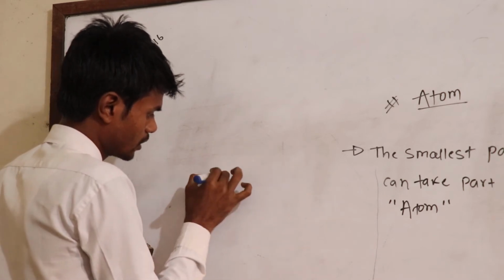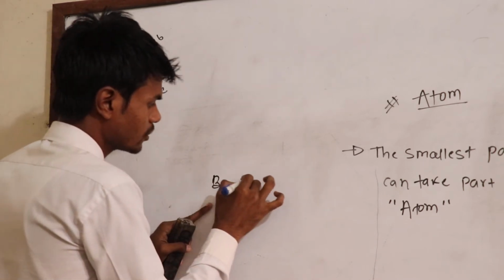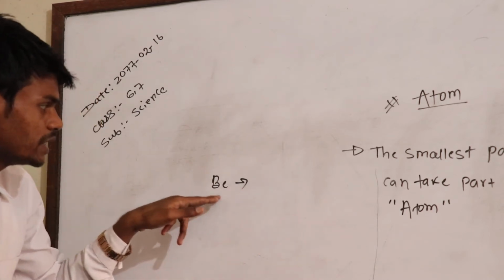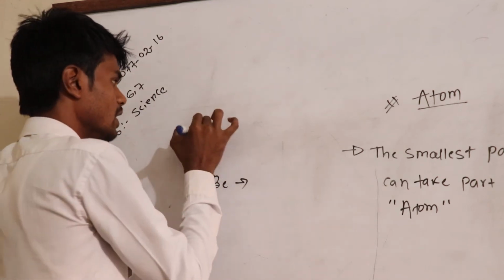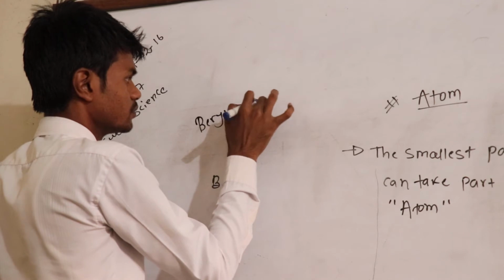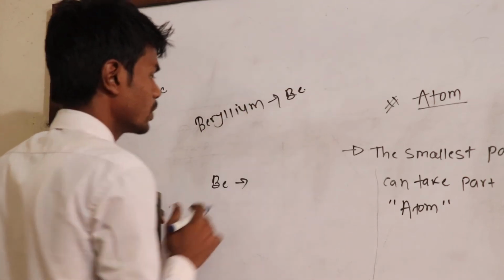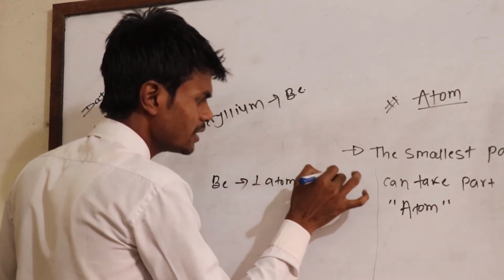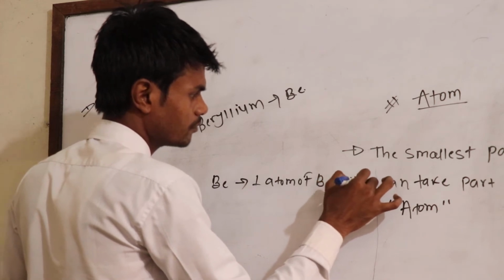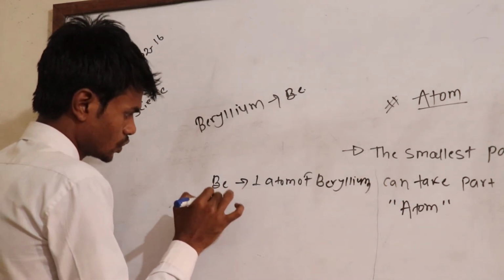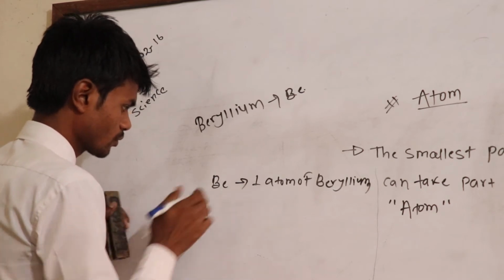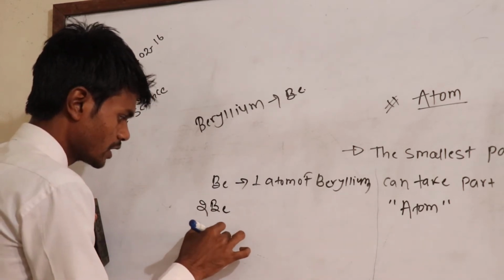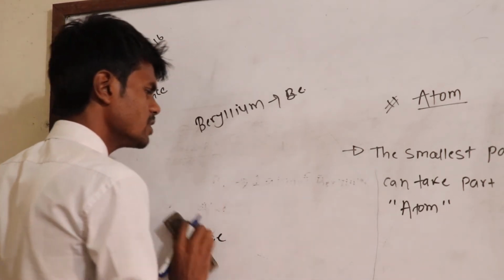Again, B. It means beryllium. B, the symbol of beryllium, is 1 atom of beryllium. 2B means 2 atoms of beryllium, 3B means 3 atoms of beryllium.